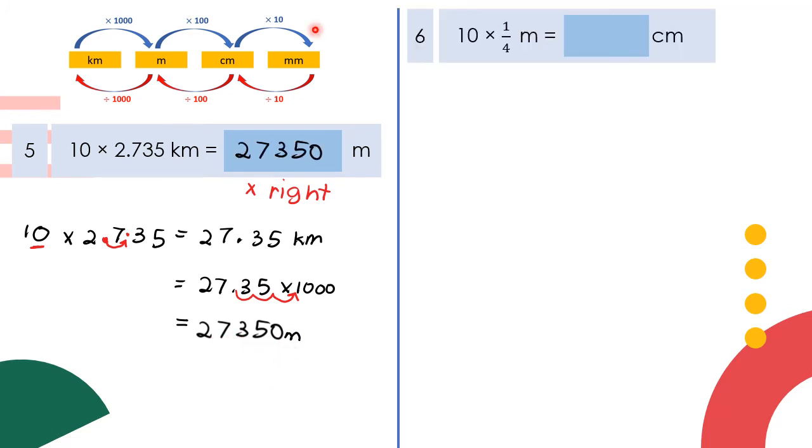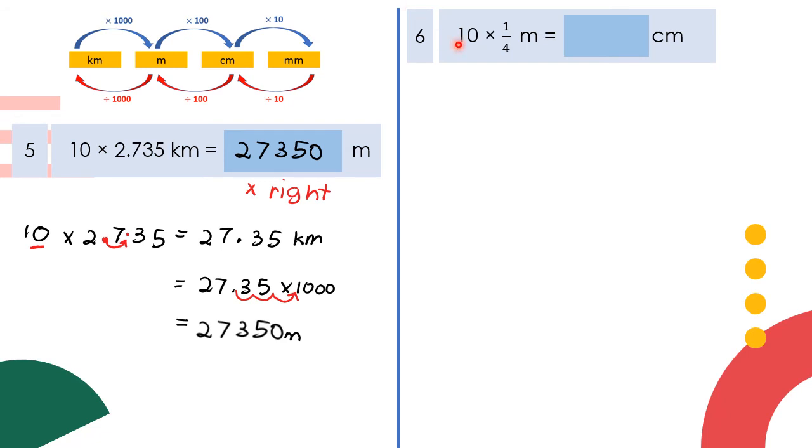km. Now we want to convert km to m. We need to times 1000. So 1000 has 3 zeros. So we need to move 3 steps to the right. So you see this, you have one empty space. So you need to fill it with 0. So you got the answer 27,350 m. Okay, next question.